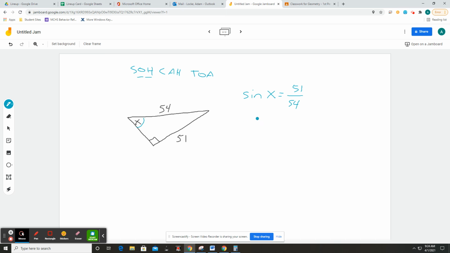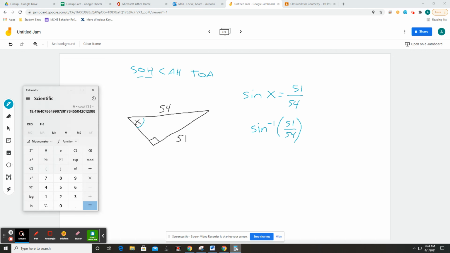Okay, and in this case, I'm looking for x. I'm not looking for a variable in either the opposite or the hypotenuse. The variable is the angle. So on our calculators, if we type in sine to the negative first power, and then what our sides are. And every calculator is going to be a little different. But I know this angle is going to be somewhere between 0 and 90 degrees.